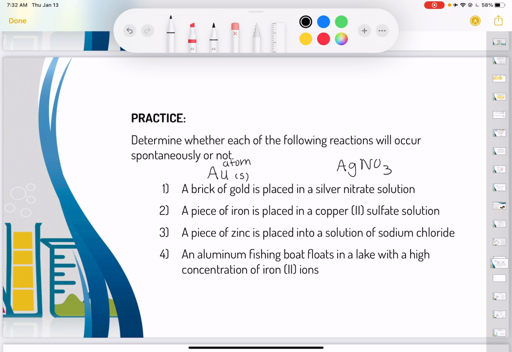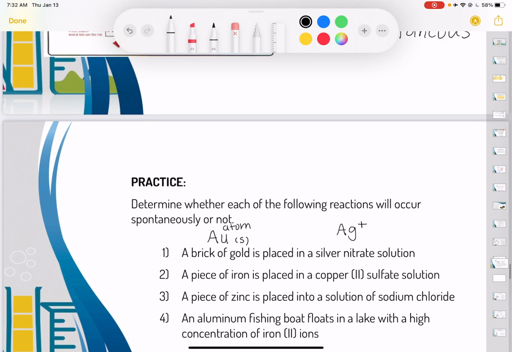Whenever something is in a compound like that, remember our ionic compounds back in Science 10? We know that whenever something is in an ion or a compound form, those pieces of the ion have charges, okay? So the nitrate does not matter. It's just telling us that it's in an ion form. So that's telling us we have solid gold and silver ion. So we have to look to see, is silver, the ion, higher up than gold, the solid?